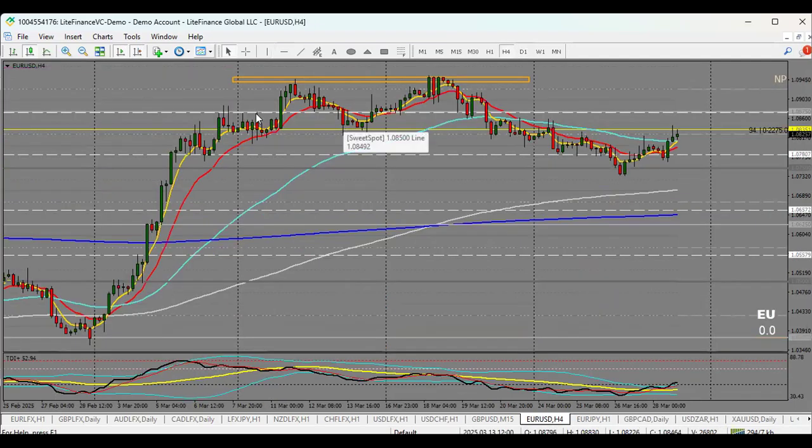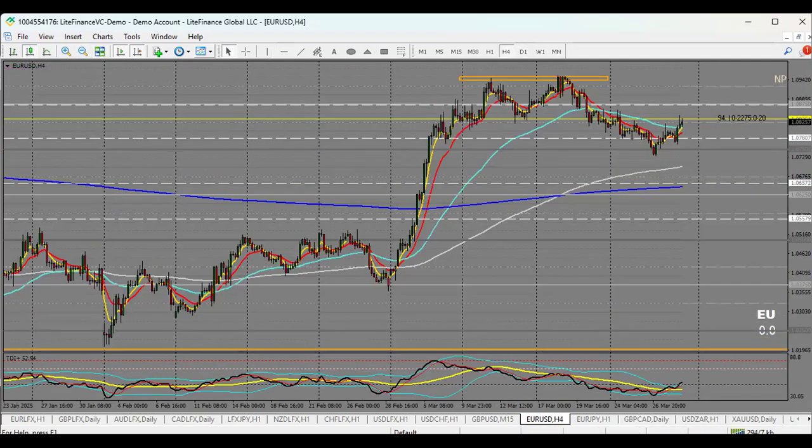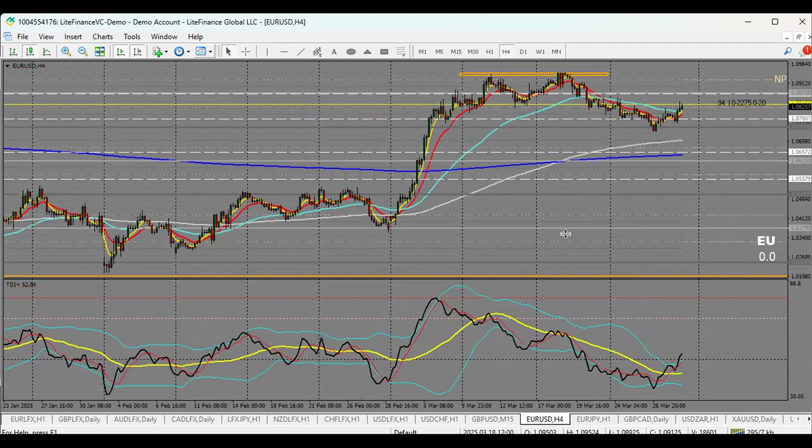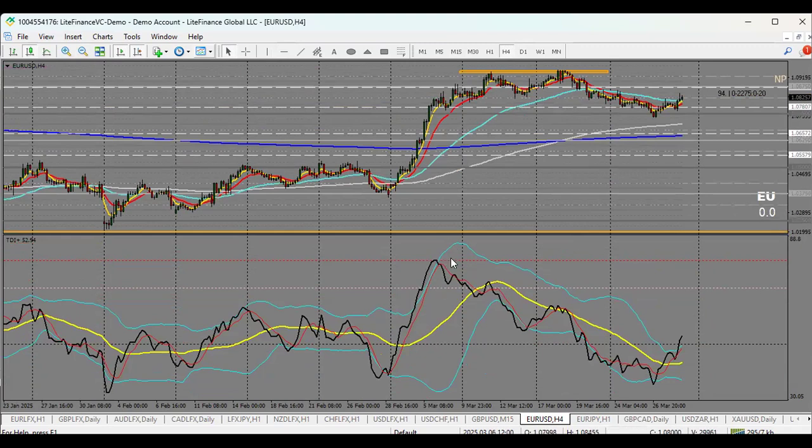So let's go to the hour 4. On the hour 4, what does the TDI tell us? The TDI had started showing that the market was selling, while the market was still forming this big peak here. And the market came to sell around this point here.